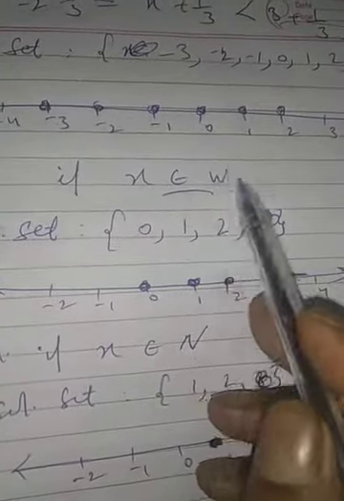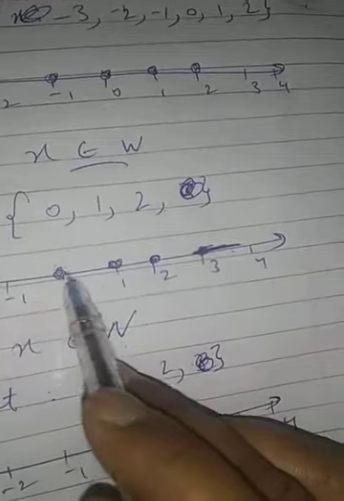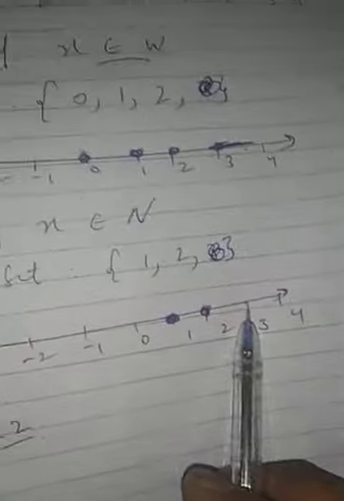Now if x belongs to W, the replacement set is the set of whole numbers. Up to this part it will remain the same. Then the solution set will be 0, 1, 2, and on the number line you have to darken the circles on these numbers. Now if x belongs to N, the set of natural numbers, then the solution set will be 1, 2, and like this you have to darken them on the number line.